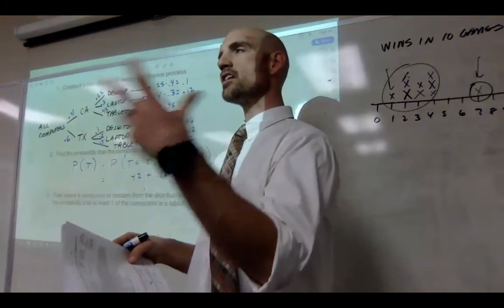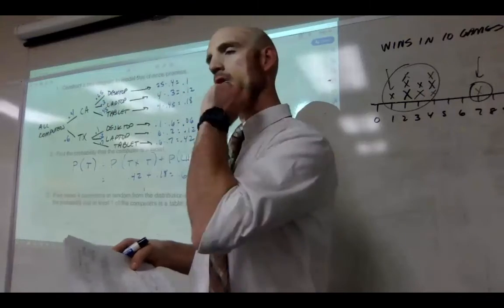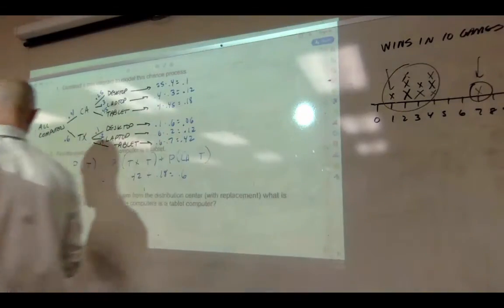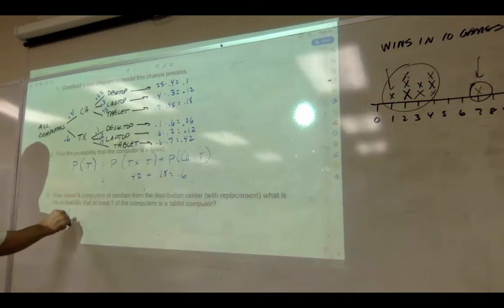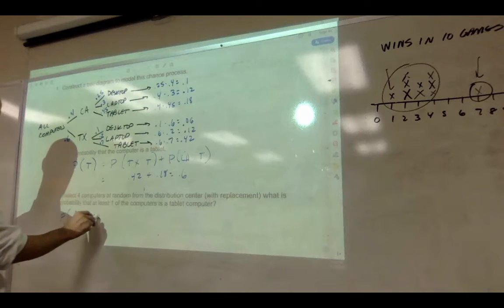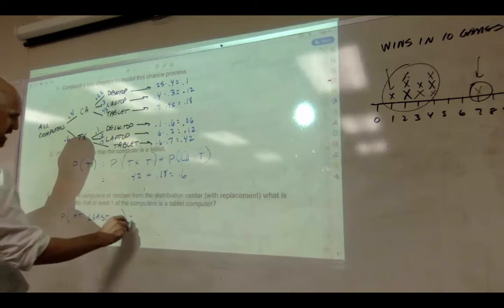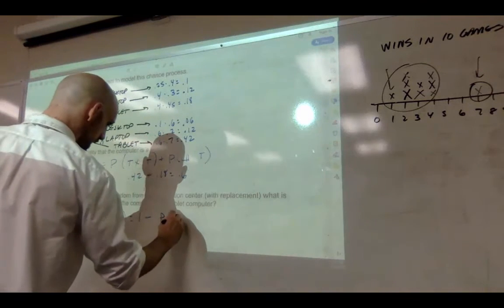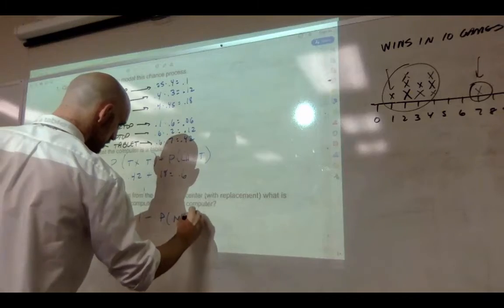You had a fun insight on this one. What is another way to say the probability of at least 1? The probability of at least 1 is equal to 1 minus the probability of none.